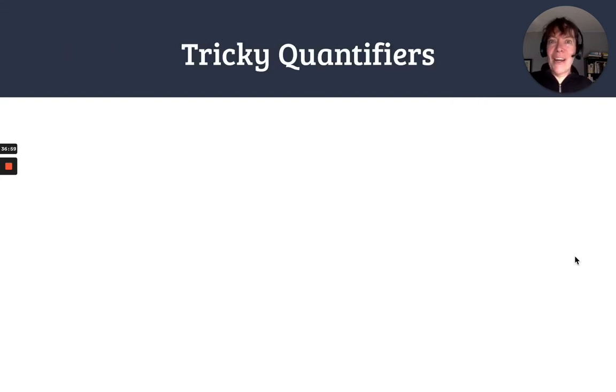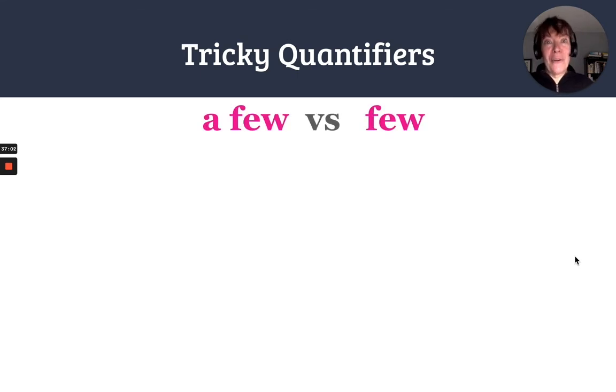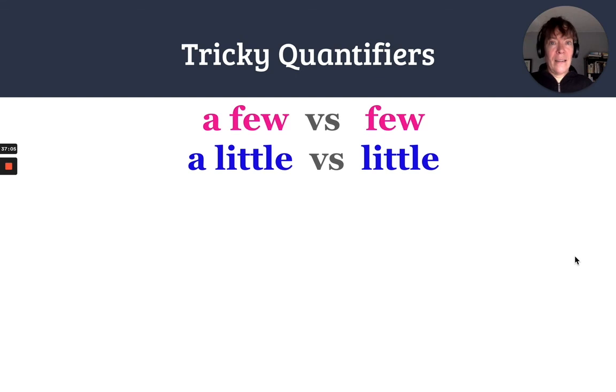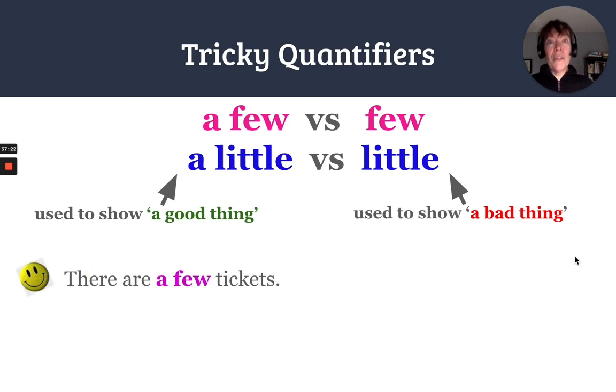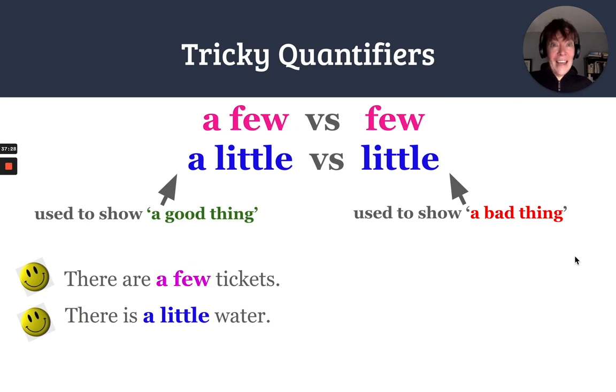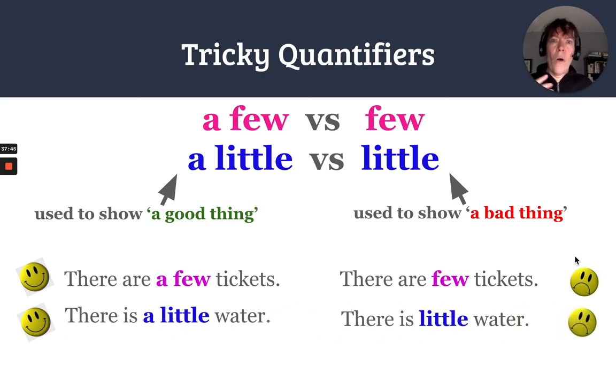Are you getting tired of these quantifiers? Let's talk about a few and few, a little and little. Basically, a few sounds like a positive thing, and few sounds like a bad thing. There are a few tickets. Yay! There's a little water. Yay! It means not much, but enough and I'm okay. I'm not too sad. A little water means we're not dead yet. But here, if we say there are few tickets, that's a bad thing. There's little water. Oh no.